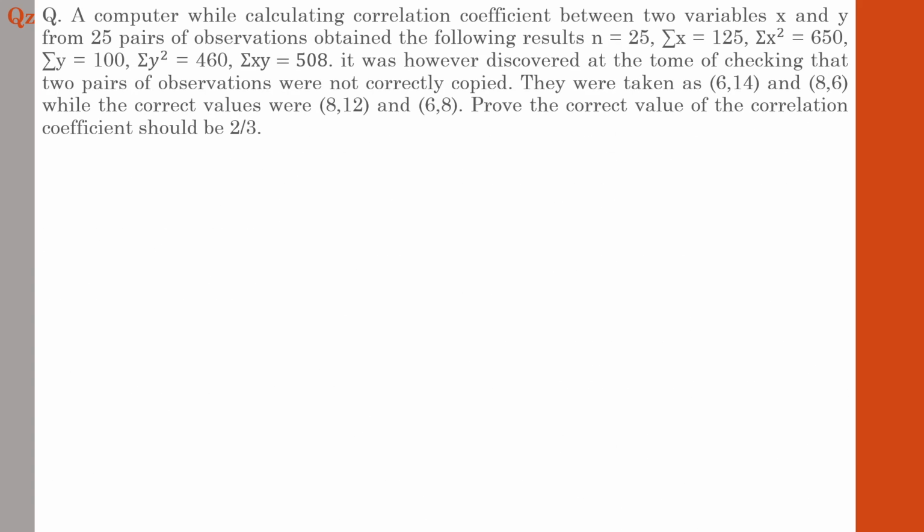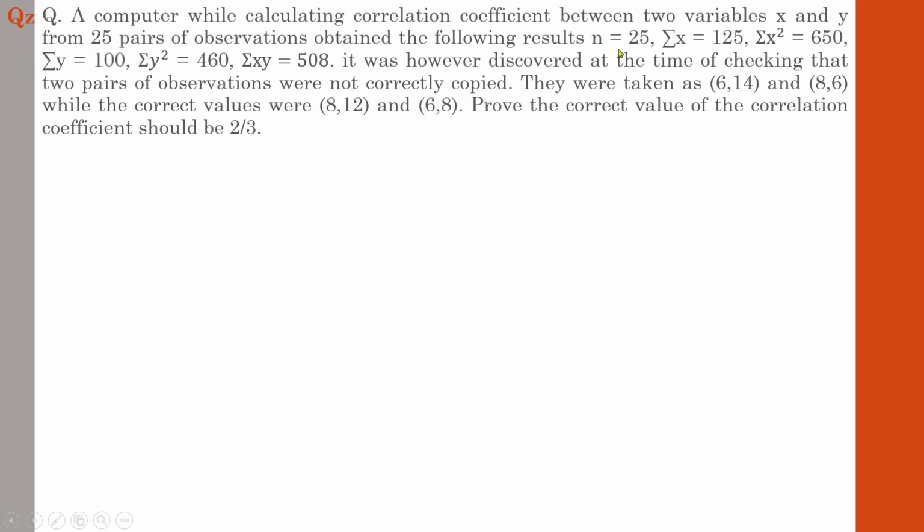A computer, while calculating correlation coefficient between two variables x and y from 25 pairs of observations, obtained the following results. N is 25, it is already given. Sigma x is 125, sigma x square is 650, sigma y is 100, sigma y square is 460, sigma xy is 508. It was however discovered at the time of checking that two pairs of observations were not correctly copied.